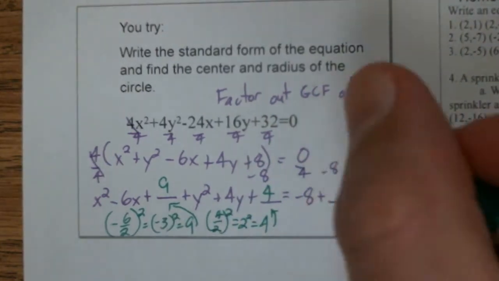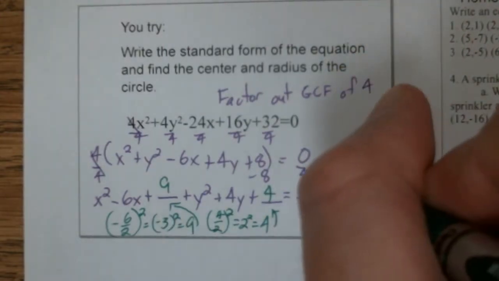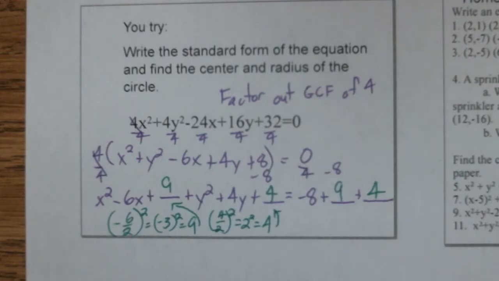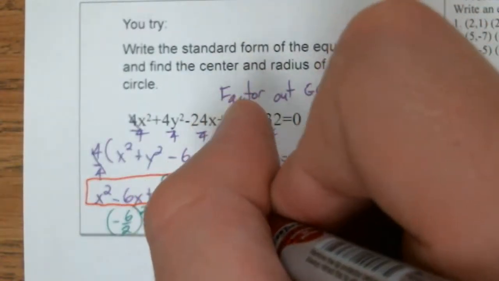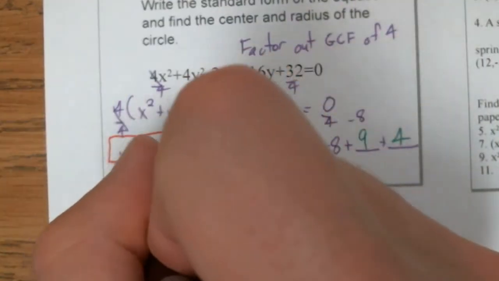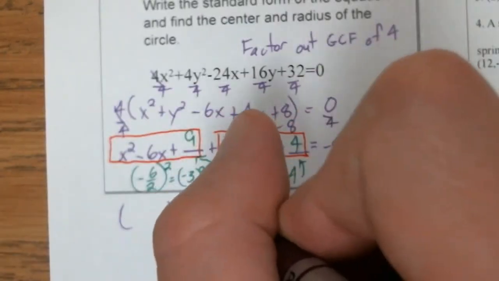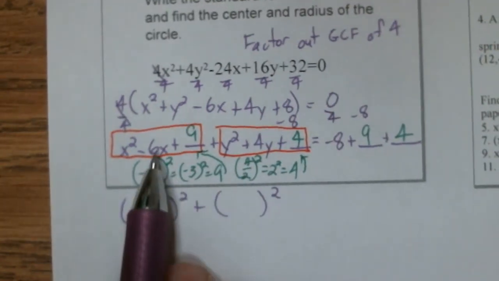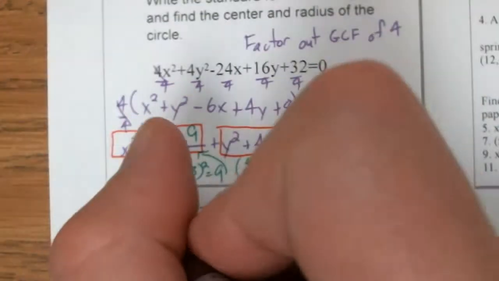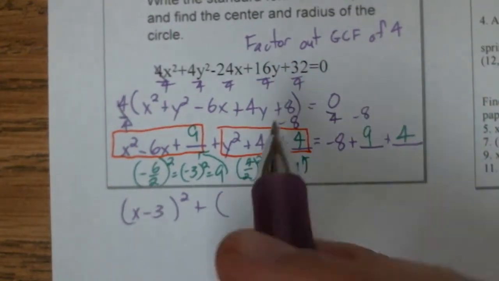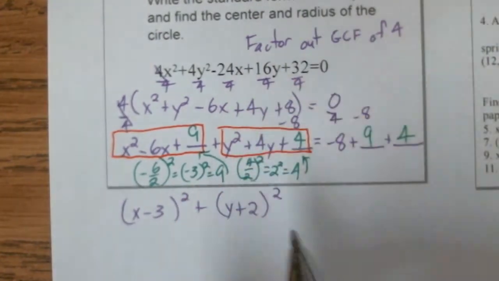And then I'll just transfer these to the other side. 9 on the left, 9 on the right. 4 on the left, 4 on the right. Okay, now I'm ready to factor my perfect square trinomials. Got 2 of them. Okay, so let's go ahead and write down our parentheses squared piece. I know I'm going to have 2 parentheses squared pieces. What goes in here is half of the middle term, half of the b term. Half of negative 6 is negative 3, so that's x minus 3. Half of 4 is 2, so that's going to be y plus 2.